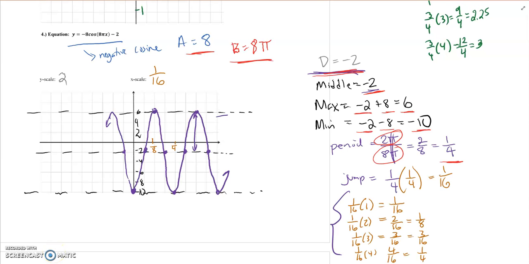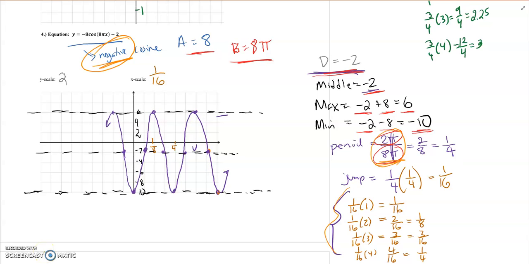Now we're going to talk about the key features. Our amplitude was 8 and our middle line was -2. So in order to find the max and the min, we just had to take the middle line and add our amplitude, so our maximum is 6, and our minimum is the middle line minus the amplitude, which makes our minimum -10. To find the period, you take the b value, which is 8 pi, and the period is 2 pi divided by 8 pi, which is 2/8 or 1/4.